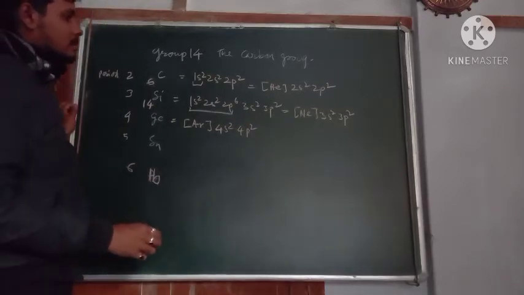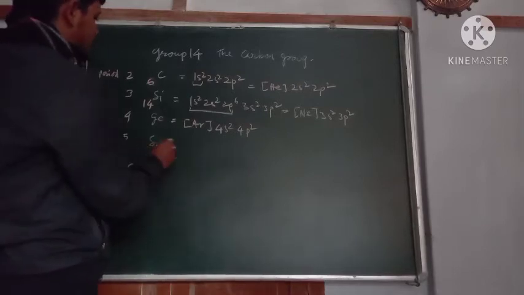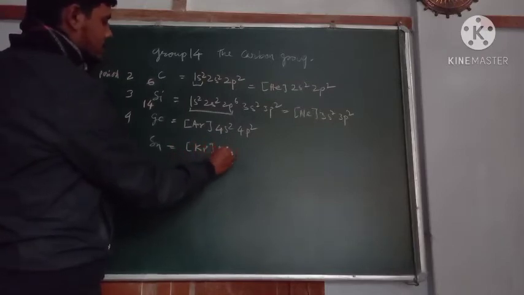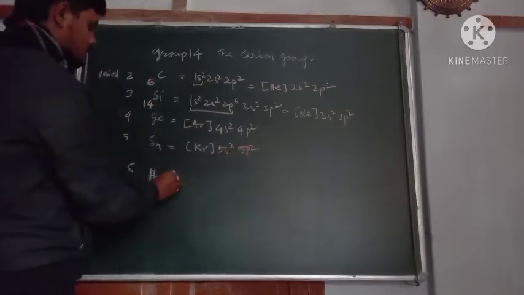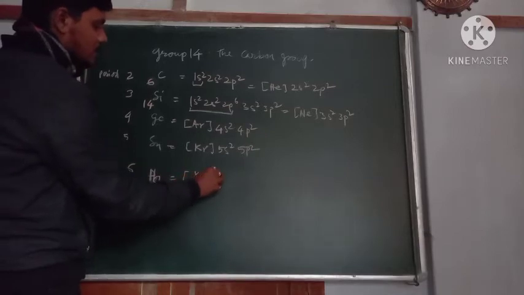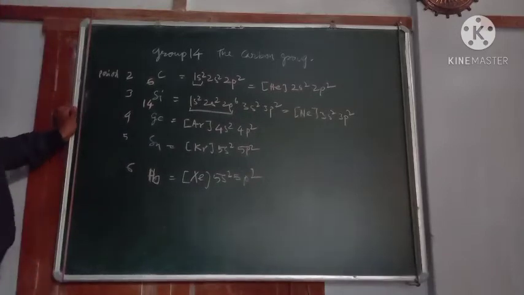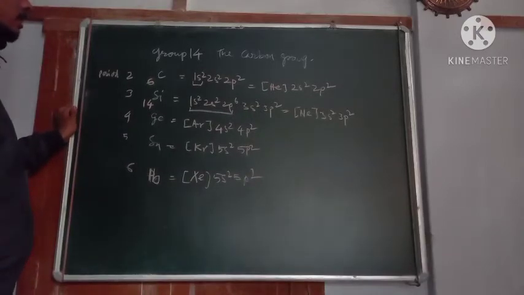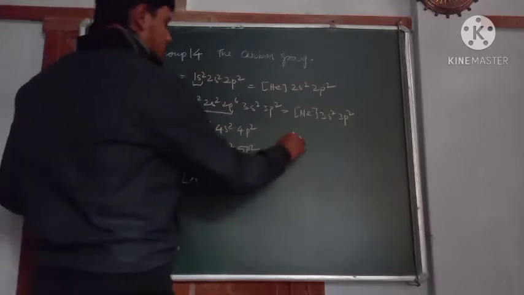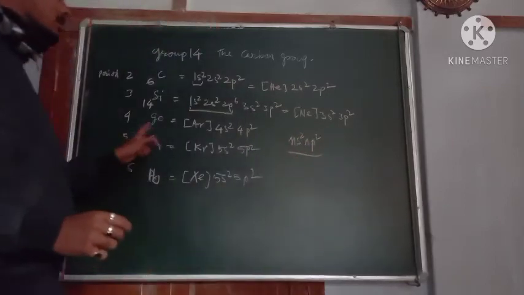Okay, that means for tin we have krypton 5s2 5p2. For lead we have xenon 6s2 6p2. Okay, now the outermost electronic configuration is ns2 np2 for these carbon group elements.